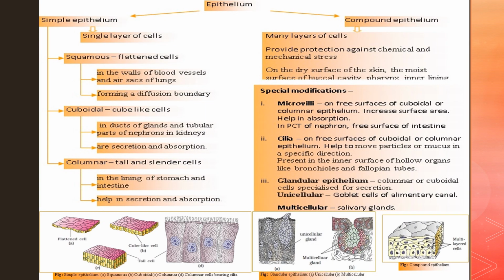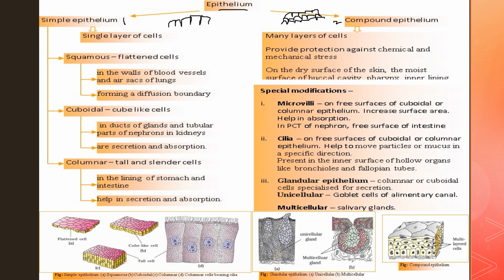Now coming to the types of epithelium, depending upon their organization, epithelial tissue is classified into two types: simple epithelium and compound epithelium. Simple epithelium means a single row of cells is present. Compound means many layers of epithelial tissue are present. Two or more layers of epithelial tissue means we can call it compound epithelium.